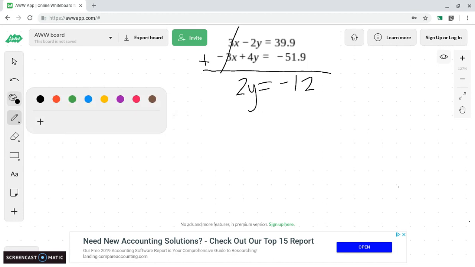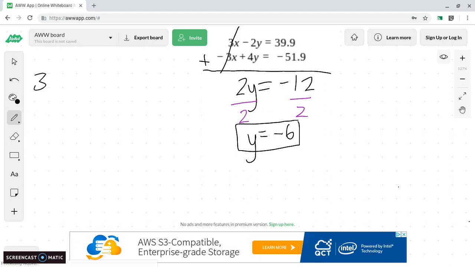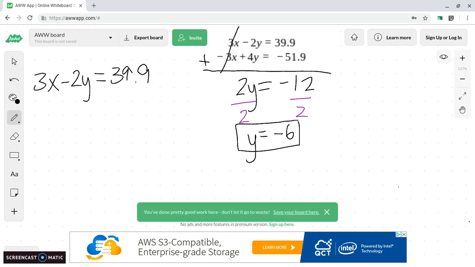So now we have an equation that we can solve. We want to divide both sides by 2, and we end up getting y equals a negative 6. Once we have this, we want to plug that back in so we can find our x value. I'm going to plug it into the top equation because the numbers look smaller and there's less negatives. So we have 3x minus 2y equals 39.9. We're going to plug in negative 6 in for y.